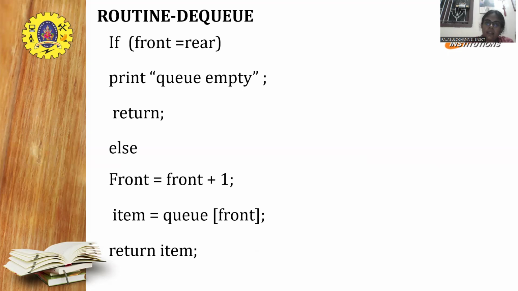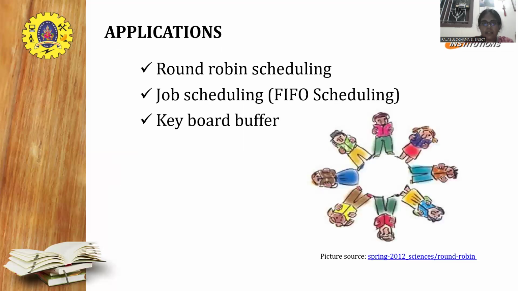For performing the DQ operation, what should I check? If we want to remove an element from the queue, obviously the queue should have something. If the queue is empty, I cannot remove an element from the front end. For checking if the queue is empty or not, what should I check? If the front is equal to rear, right? If there are no elements in the queue, the front and rear will point to the same index. So if front is equal to rear, it means the queue is empty. In this case, I cannot perform the DQ operation. Else I can remove the element from the front.